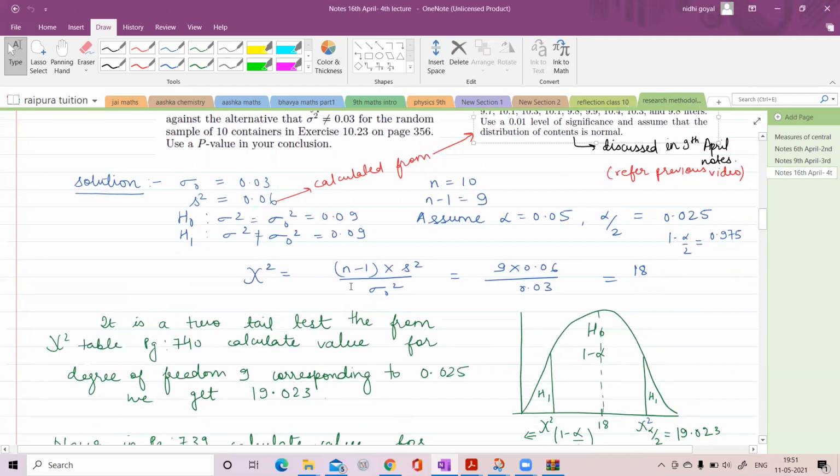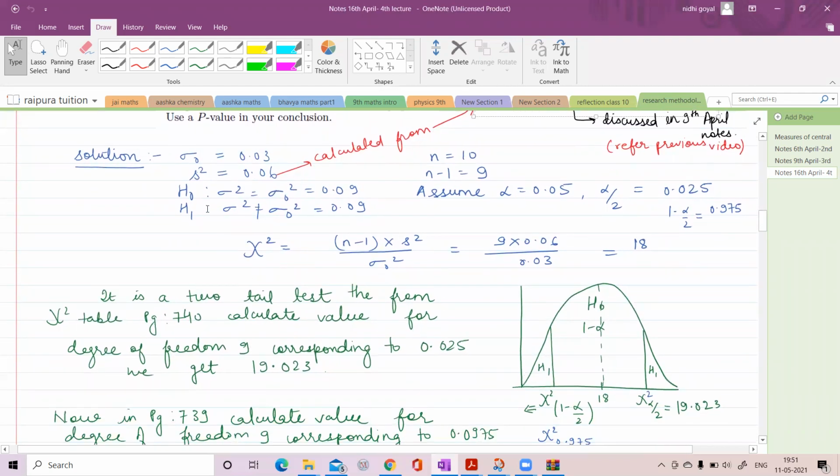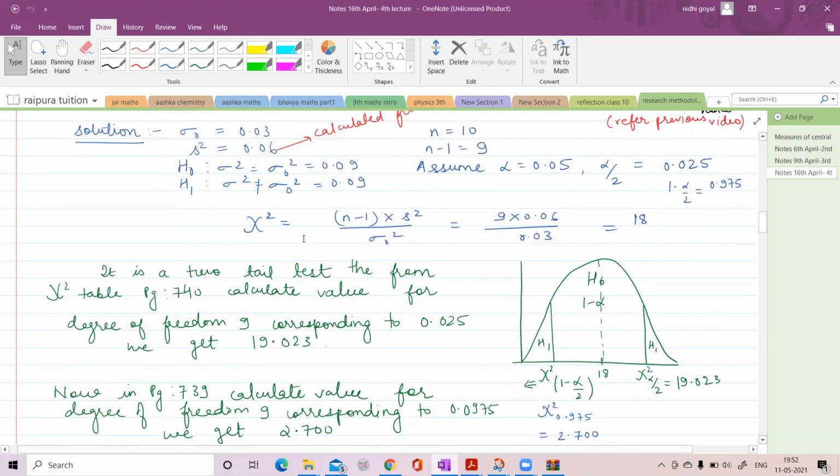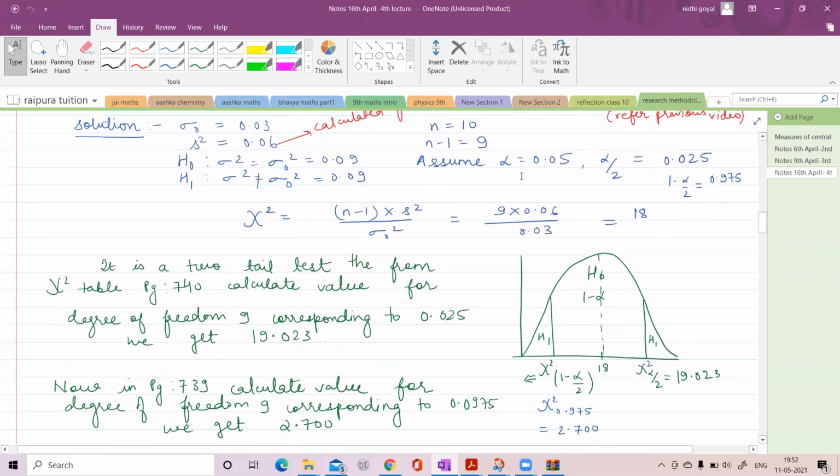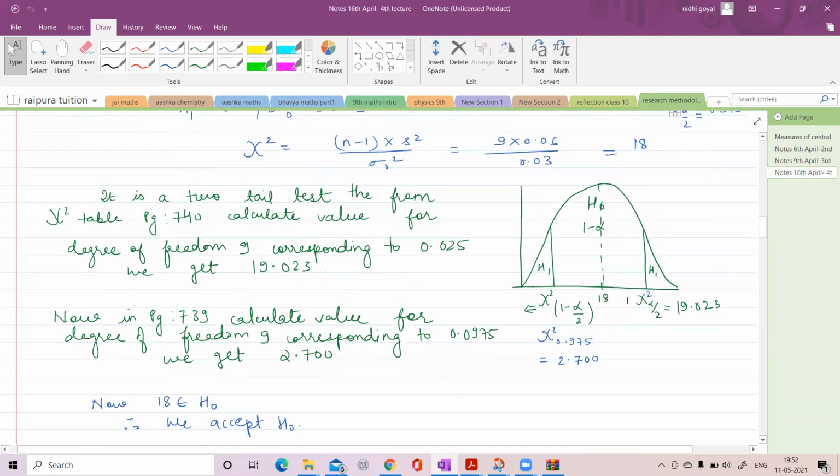And then we have to calculate the value of chi square, and since sigma square is not equal to sigma naught square, it is a two-tailed test. So for that we will be calculating alpha by 2 and also 1 minus alpha by 2. And then we have calculated this value of chi square, which is 18. Now the critical values will be chi square alpha by 2 and chi square 1 minus alpha by 2, and these two values we can calculate from the table.